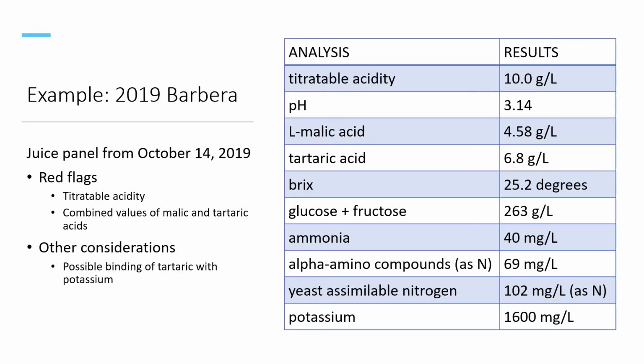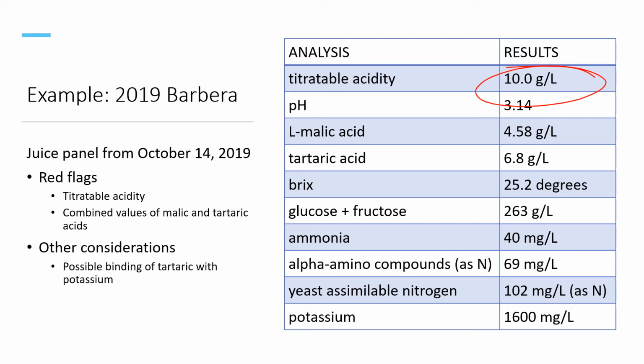And here we have an example from our 2019 Estate Barbera. So this juice panel was pulled on October 14, 2019 when we harvested the fruit, and I can see a few red flags here. Mainly this titratable acidity level right here at 10 grams a liter. So if we're looking at that with no additional data, that's a really concerning number. 10 grams a liter is very, very high, and there's only 2 finished wines that I've actually seen that have had a TA of 10. One was a Mosel Riesling and the other was a Champagne. So this is a really sour value on paper and would be concerning in a dry red wine like Barbera.